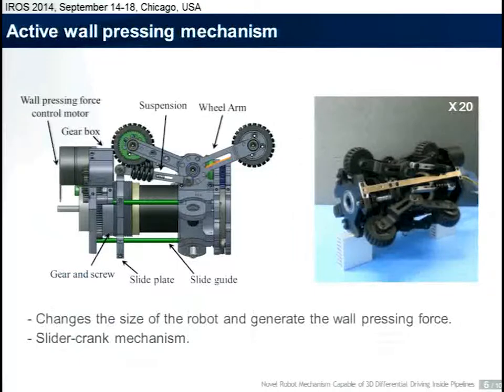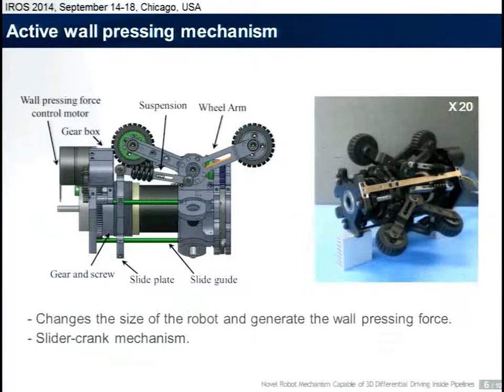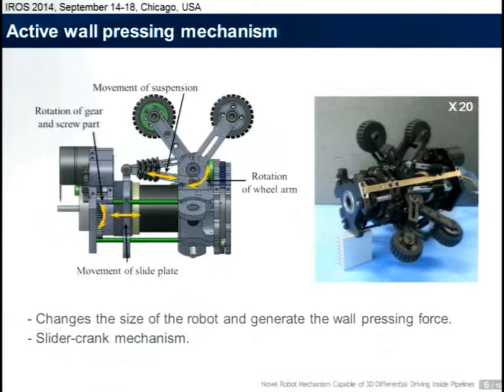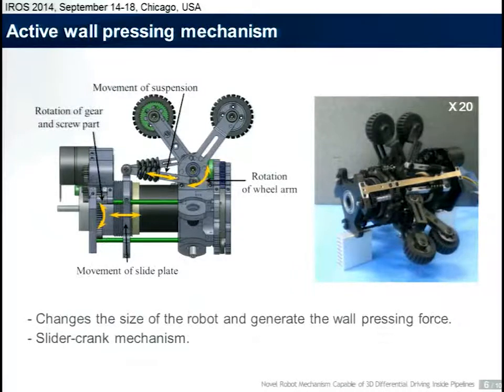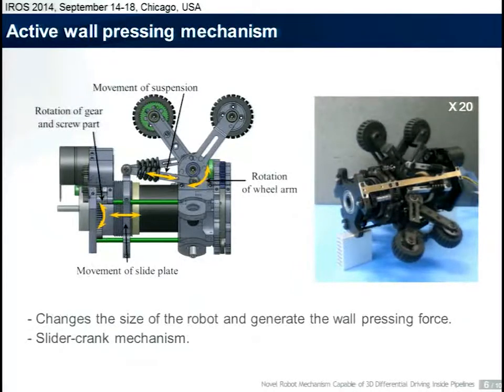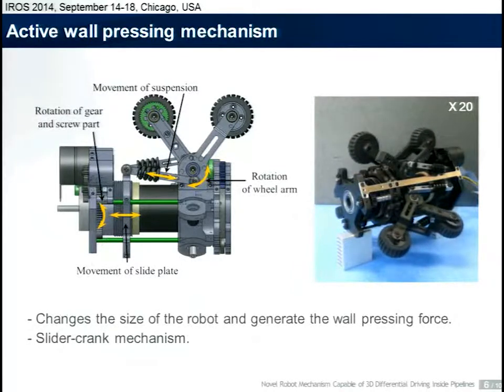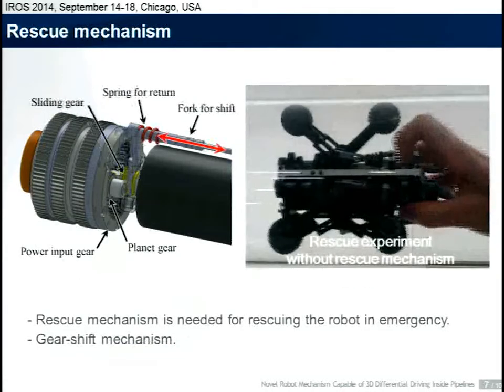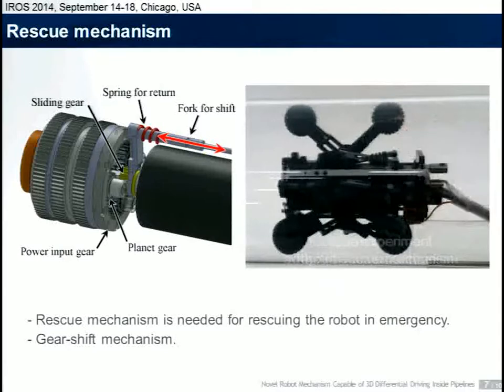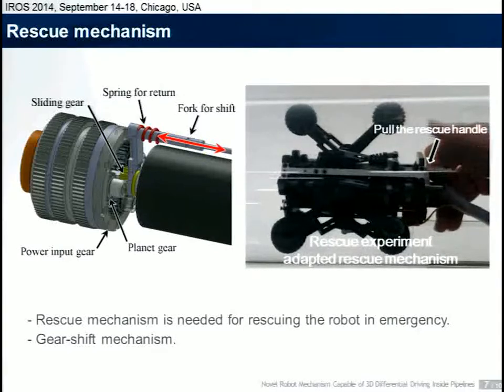Second mechanism, the active wall pressing mechanism. It changes the size of the robot and generates the wall pressing force. Third, the rescue mechanism. The robot can be pulled back by using the gear shift mechanism without any damage.